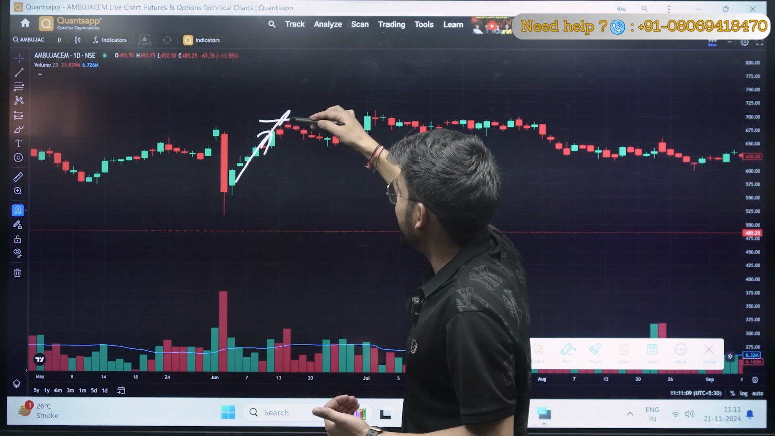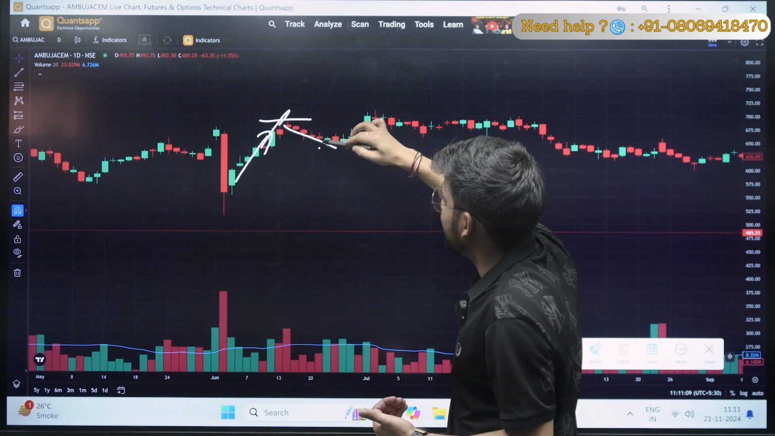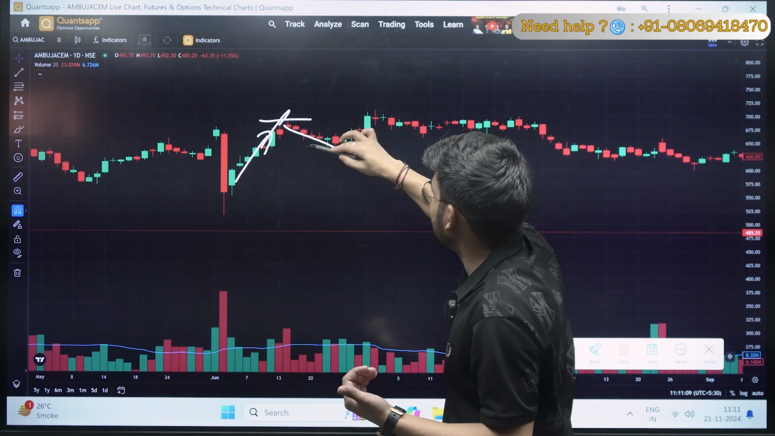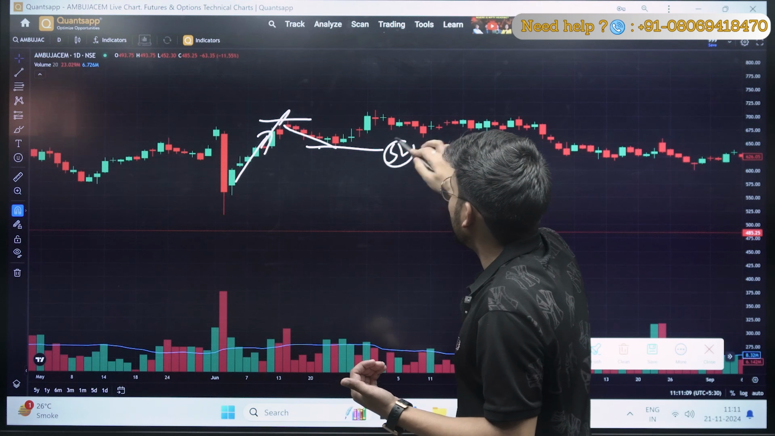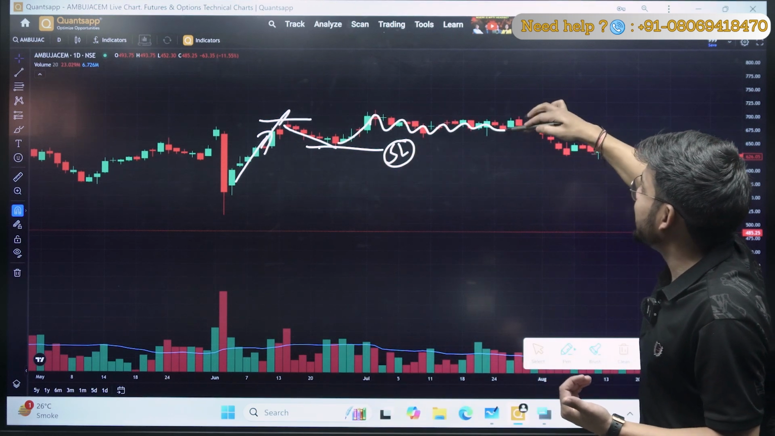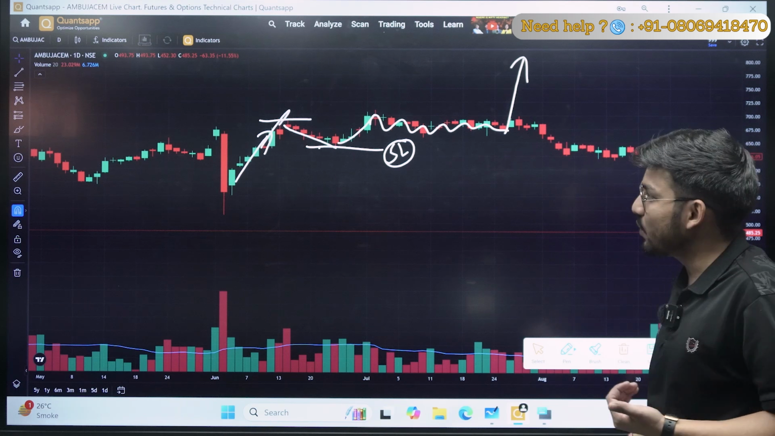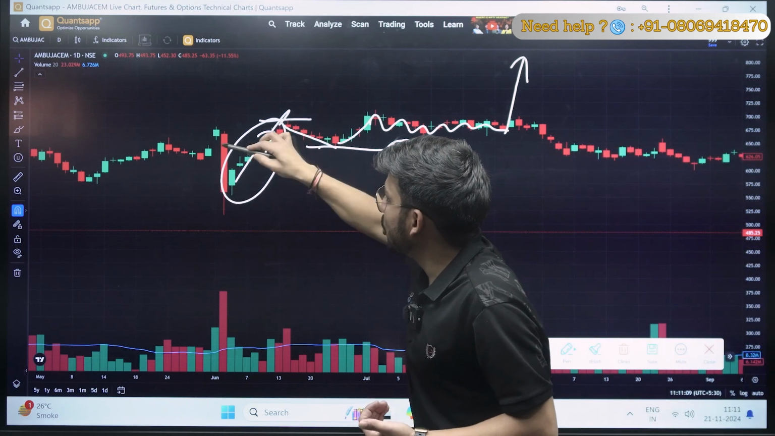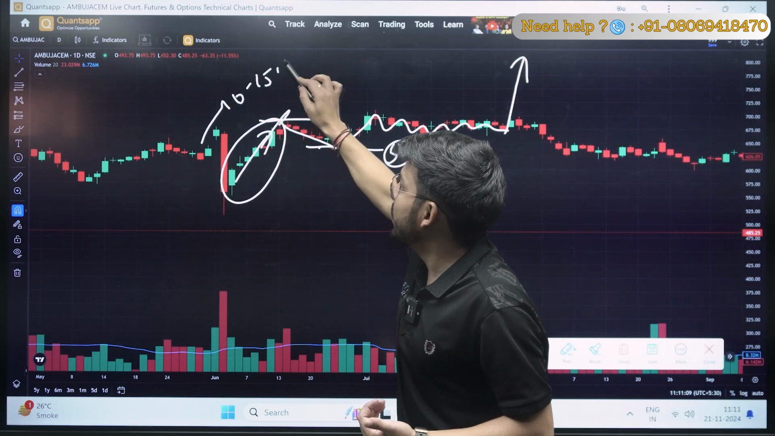Then the market made a high. There was, you can say, a retest in the market. Okay, so the market made a swing low. After that it went upward. The market consolidated, but it did not go in the upward direction. Why? Because when we got a 10 to 15% movement, what was our condition?